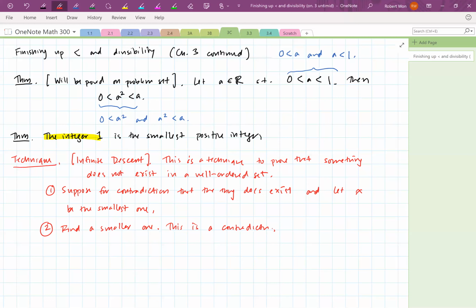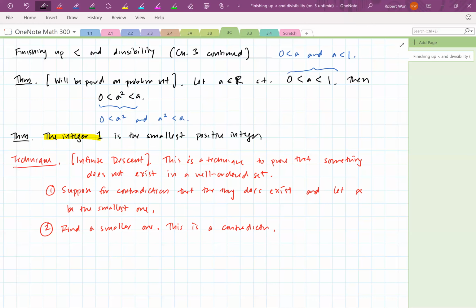Okay, so let's think about how we could use this technique on this theorem. This theorem is asserting that 1 is the smallest positive integer. So what I can do is suppose that I have a positive integer that's smaller than 1. Let's take all the positive integers that are smaller than 1 and take the smallest one out of all of those. If I can find a smaller one that's still a positive integer less than 1, then that'll be a contradiction. And that's the technique that we'll use.